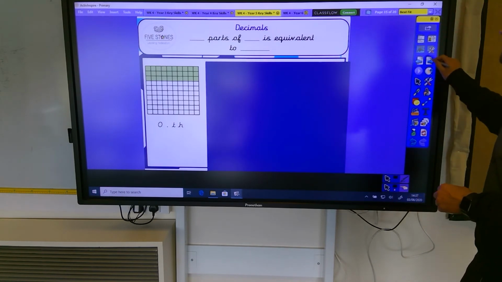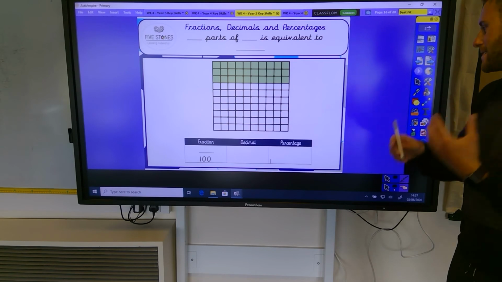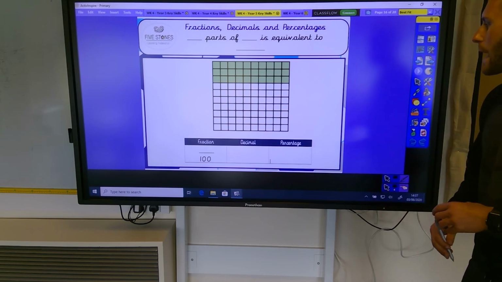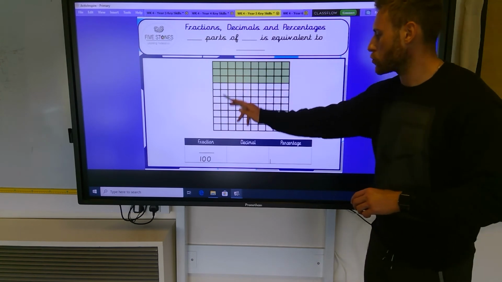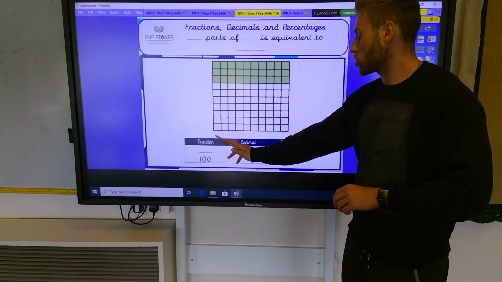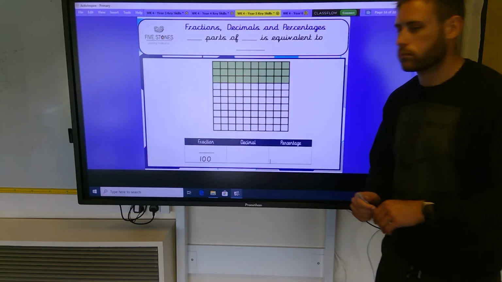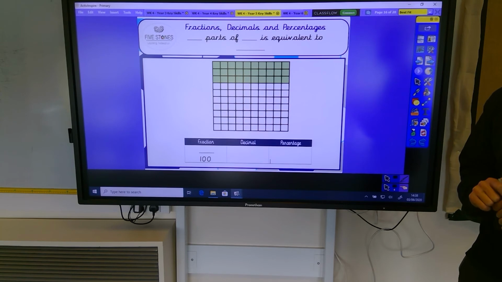We're moving over now to fractions, decimals and percentages. I would like you to bear in mind this grid is made up of 100, to show this as a fraction, a decimal, and a percentage.